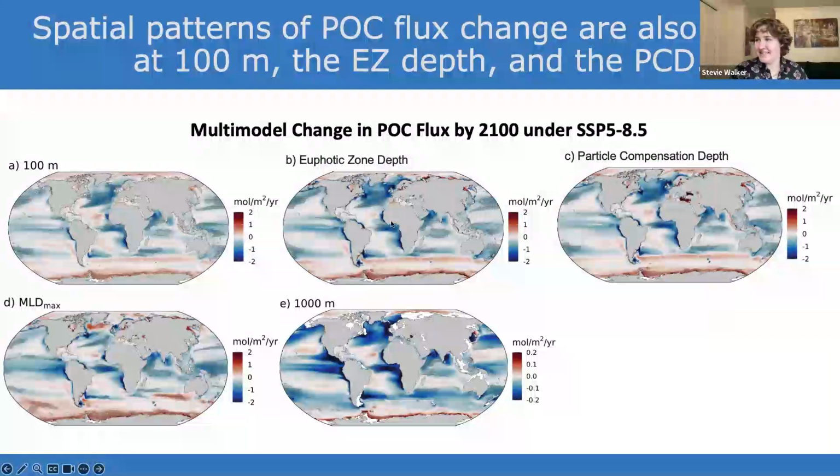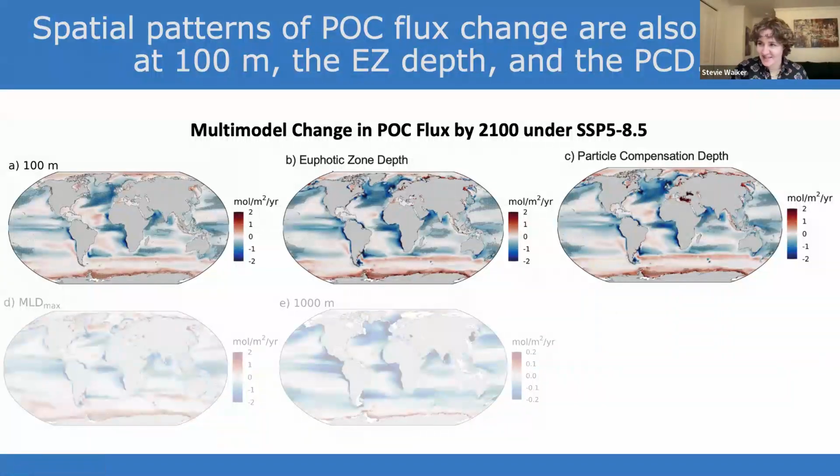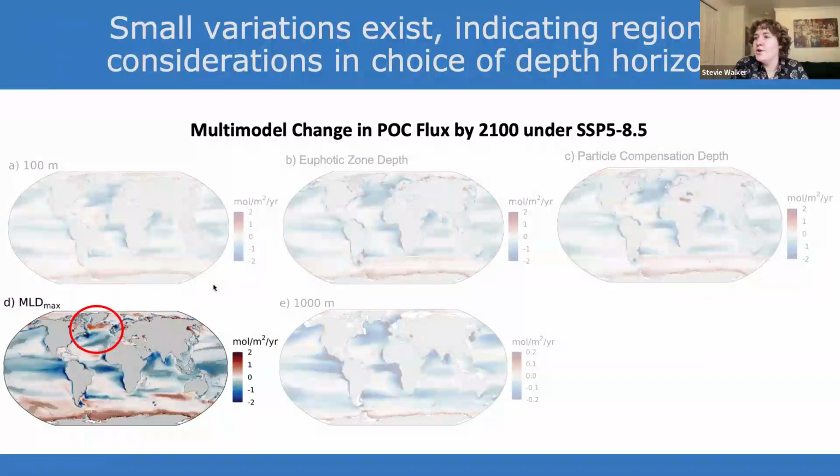And as you can see, it's not that many areas of the ocean. But just as with the globally integrated time series, 100 meters, the e-ratio depth, and the PCD all have pretty similar spatial patterns of change, as well as similar areas where all of the models agree on the sign of change. So one other noteworthy thing here, though, that I'd like to highlight is that there are regional exceptions to POC flux trends at different depth horizons.